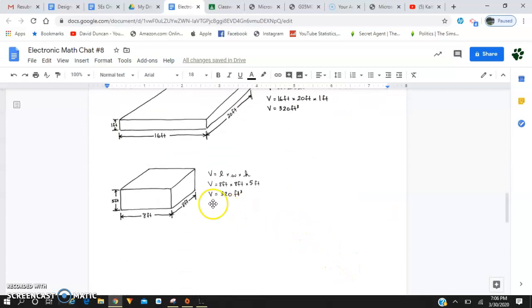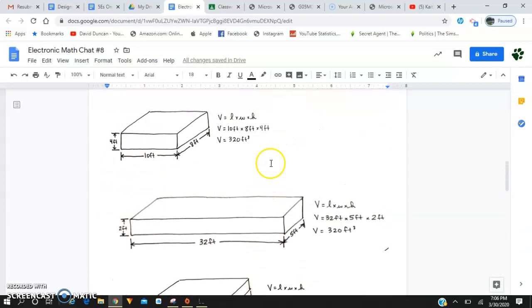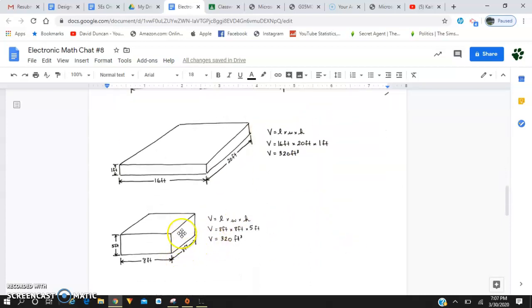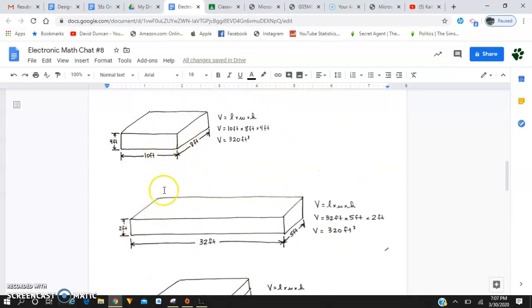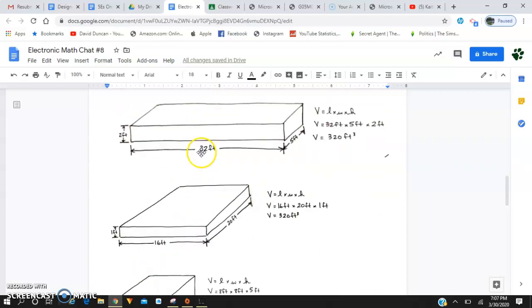My fourth planter, I knew that 8 times 8 was going to get me 64. And 64 times 5 was going to give me 320. Okay? So I created a planter with those dimensions. Again, all of these planters all have a volume of 320 cubic feet, but they are all different sizes. And that's where I decided to draw diagrams and upload them for you guys.